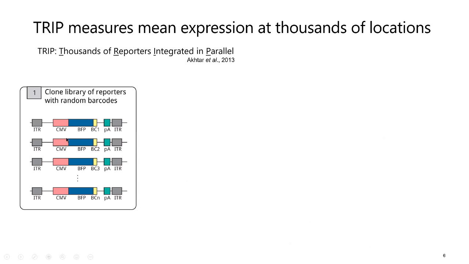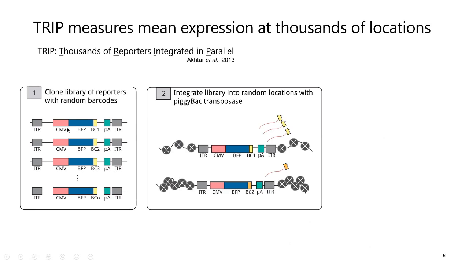Each of these reporters has a CMV promoter driving the expression of a BFP reporter gene and a barcode in the 3' UTR. We clone a library of hundreds of thousands of these barcodes, and each reporter is cloned between inverted terminal repeats that allow us to integrate the library into random locations with piggyBac transposase.